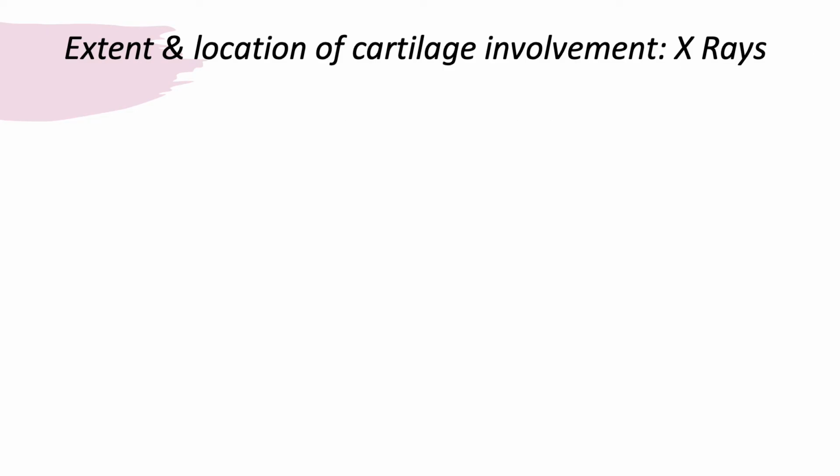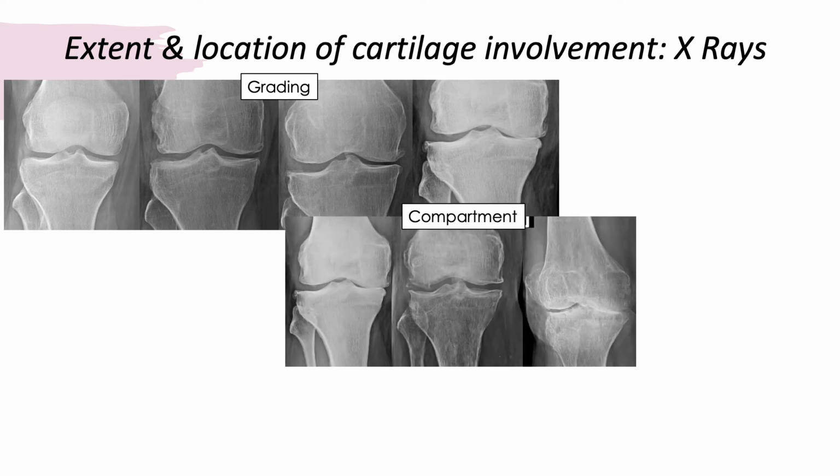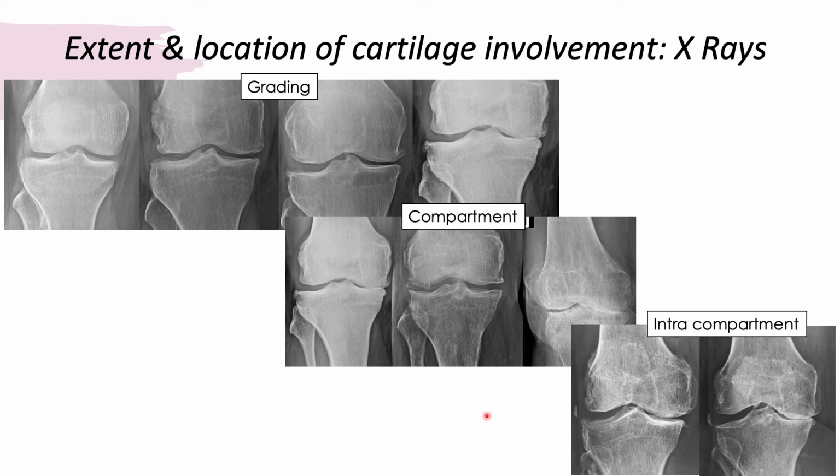So when we're looking at extent and location of cartilage involvement on X-rays, we can obviously grade cartilage loss as we showed you earlier. We can also determine which compartment is involved, the medial compartment in this case, the lateral compartment in this case, and both sides of the femoral compartment in this case. And finally, we can look at the area of cartilage that is involved.